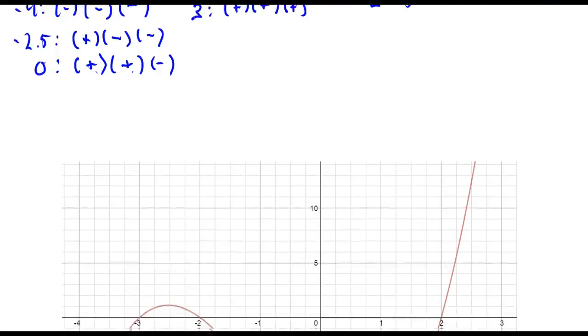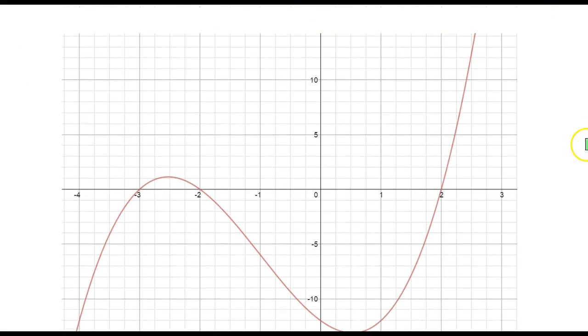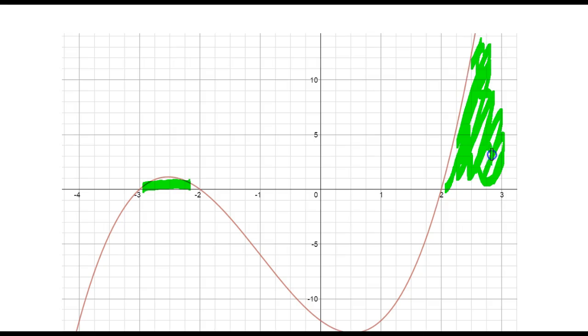If we graphed this function, look what we would get. And look where it's above the x-axis, from -3 to -2 and from 2 to infinity. So you can also solve these by graphing.